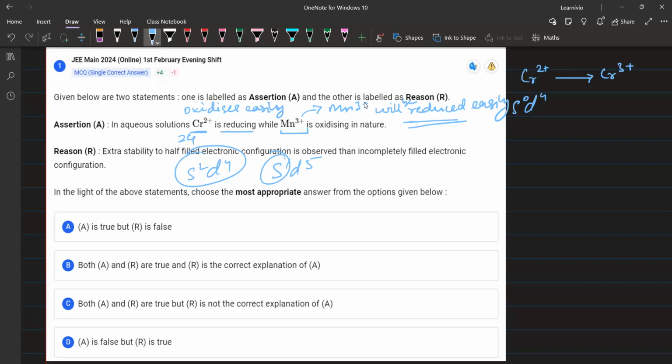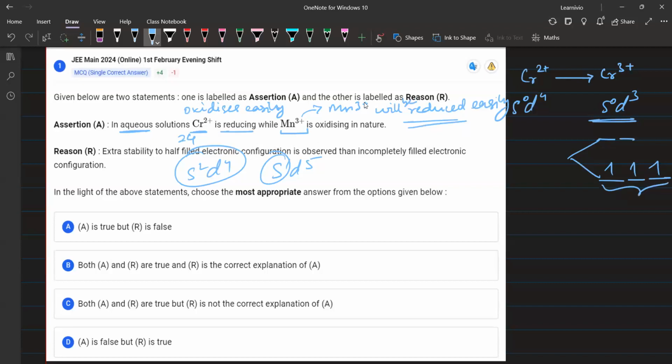Now see what's going to happen next. S0D4, and here it is going to be S0D3. Now D3 configuration in aqueous solution, it is going to form a complex with water, and there will be an octahedral splitting in which you will have something like this.